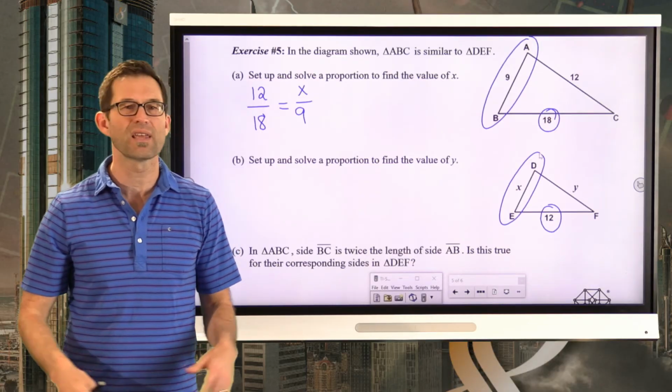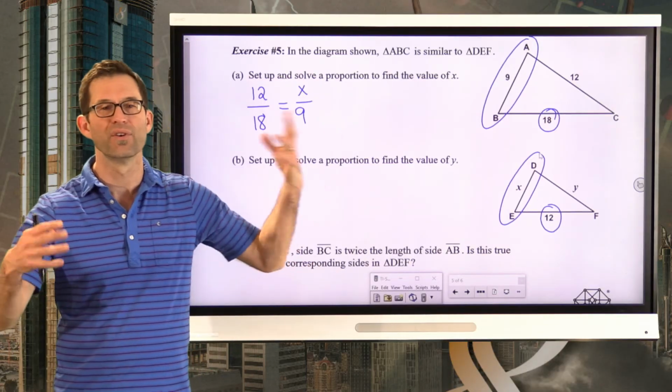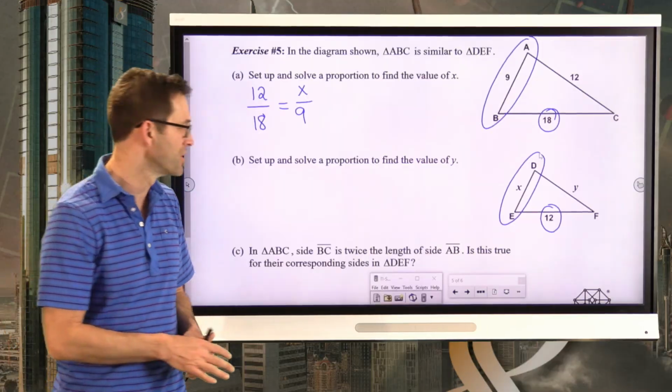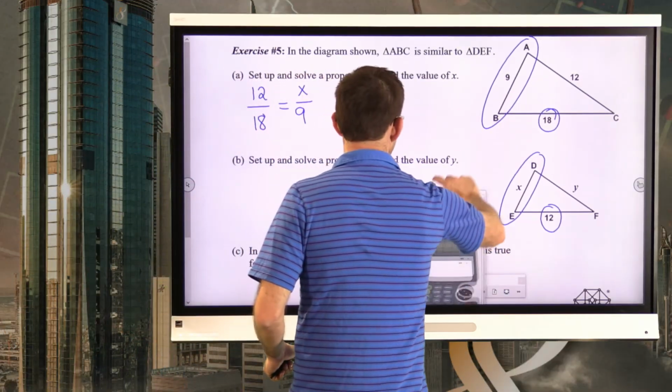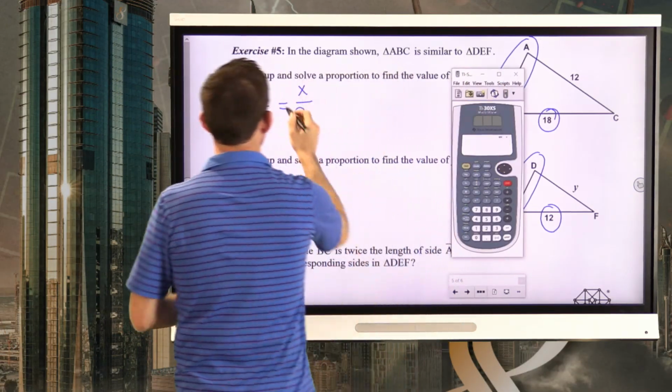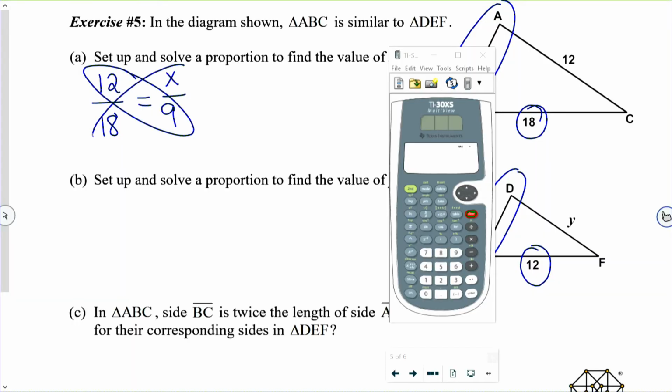This is where it's nice to just have the calculator so you don't have to do any of the multiplication or division in your head or on paper, right? We can just do some cross multiplying here, and we're going to get 18 times x, which is 18x, and then we're going to get 12 times 9, which I suppose I should know in my head, is 108.